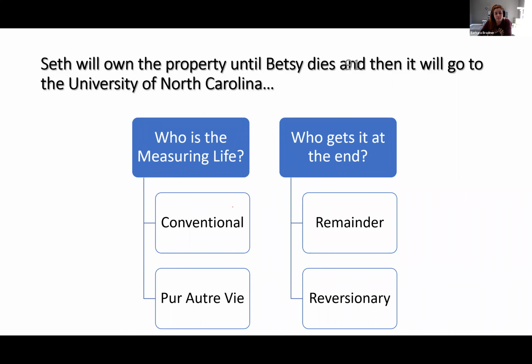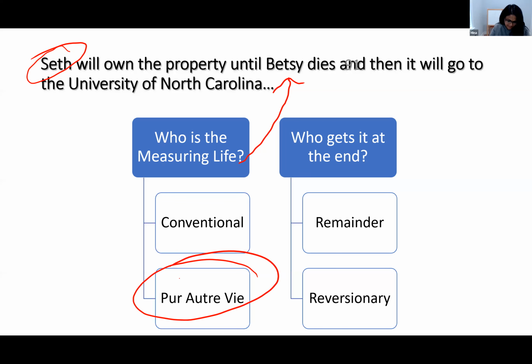Betsy. Measuring life to me looks like Betsy until Betsy dies. Betsy does, right? And who is the life tenant? Beth is. So is that conventional or is that per autre vie? Per autre vie, because you have Seth and Betsy while it's going on, right? Those are two different people while it's going on. It's per autre vie. Is everybody with me on that?